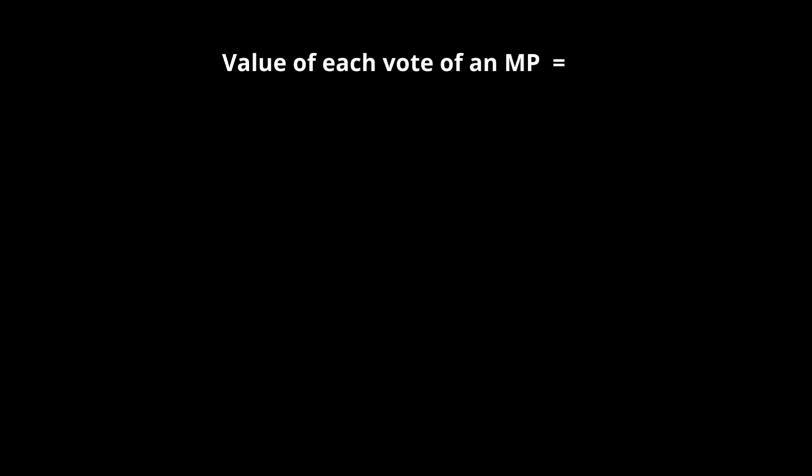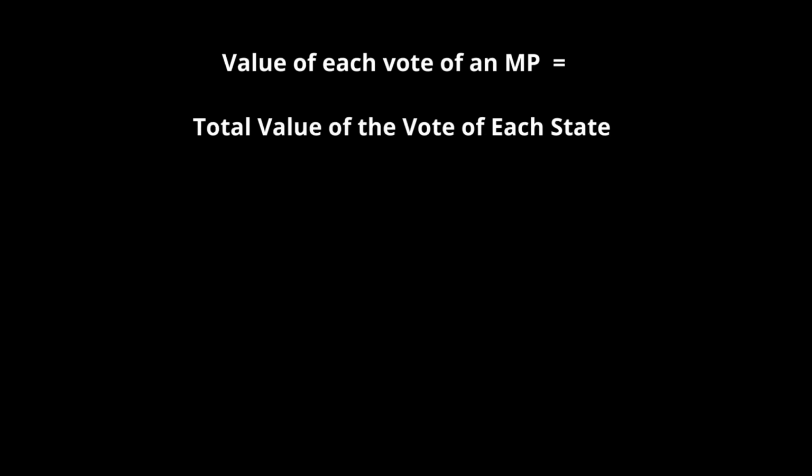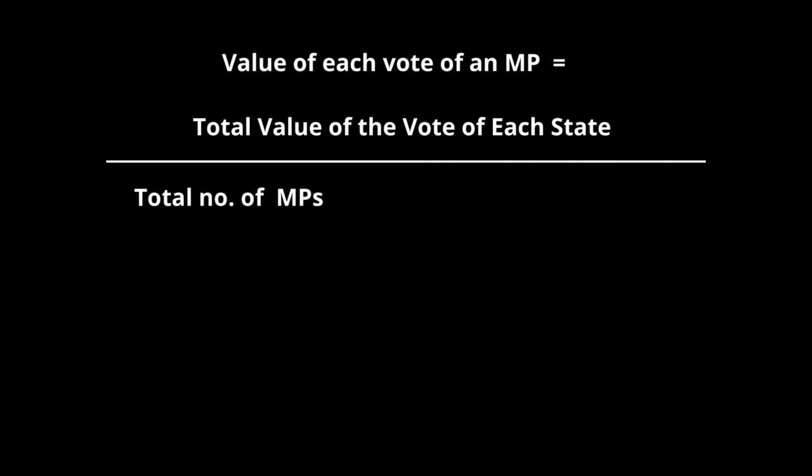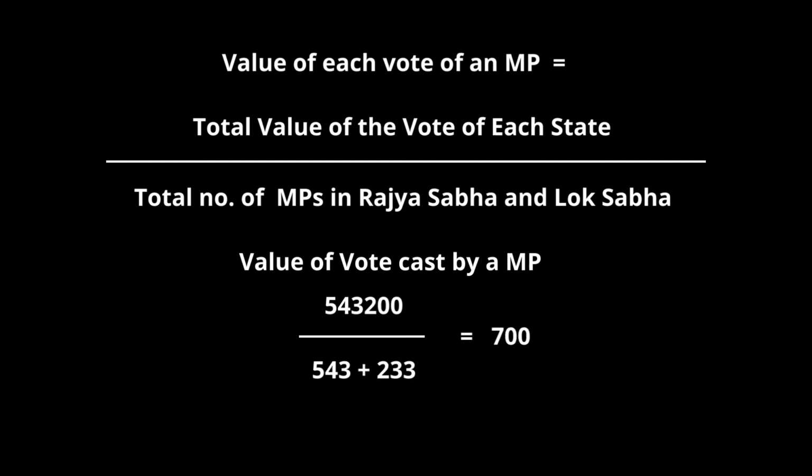Now, the voting value of an MP is calculated as the total value of votes by the states divided by the total number of MPs from both the Rajya Sabha and the Lok Sabha, which comes to somewhere around 700. Accordingly, the total value of the Electoral College, comprising 4,809 electors, would be 10,86,431. The winning candidate would have to get at least 50% plus 1 vote to be declared elected as President of India.